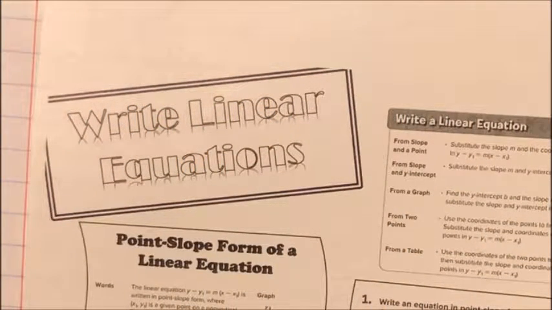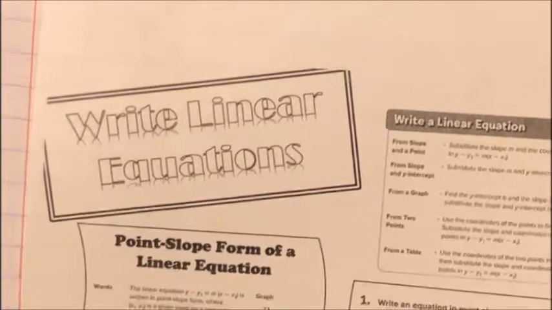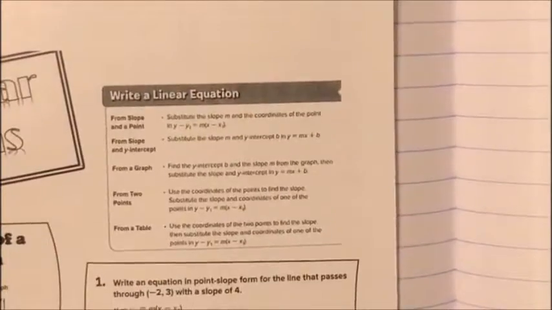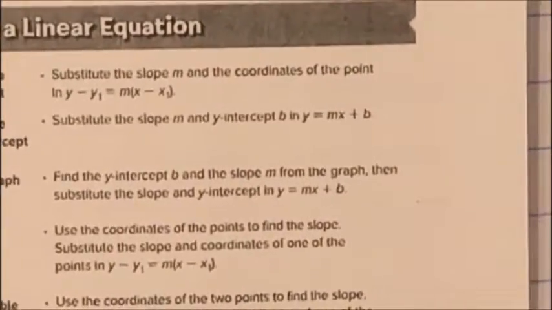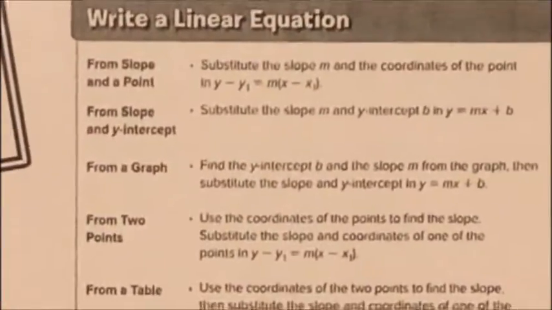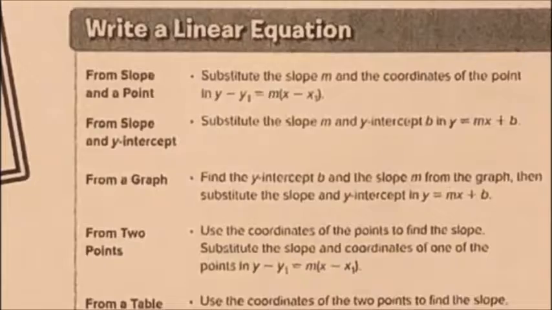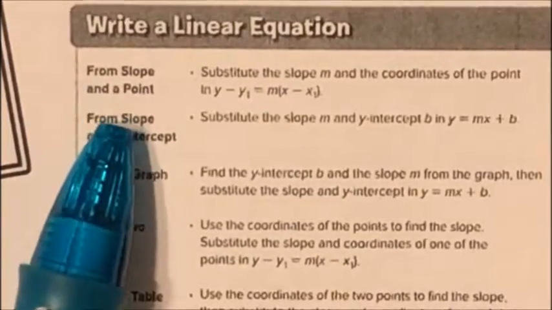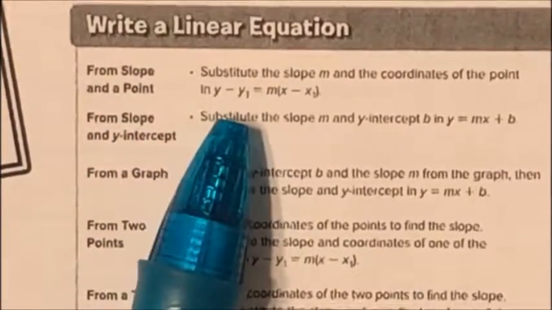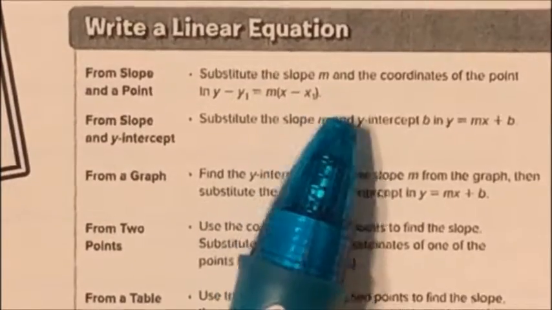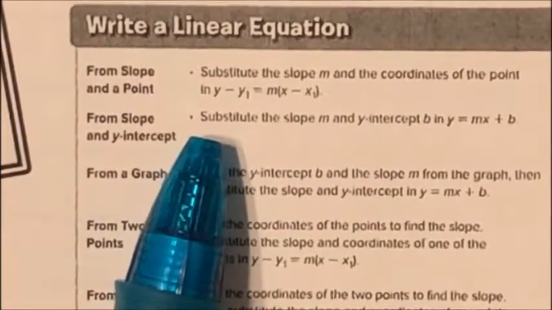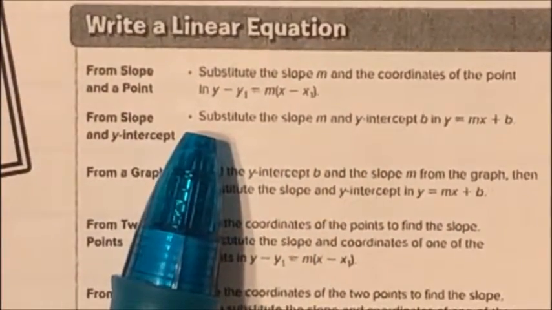This is Chapter 3, Lesson 6, Write Linear Equations. When we're writing linear equations, there's a couple of things that we need to know. We can write linear equations when we're given a slope and a point. We can substitute the slope m and the coordinates of the point into the following equation.